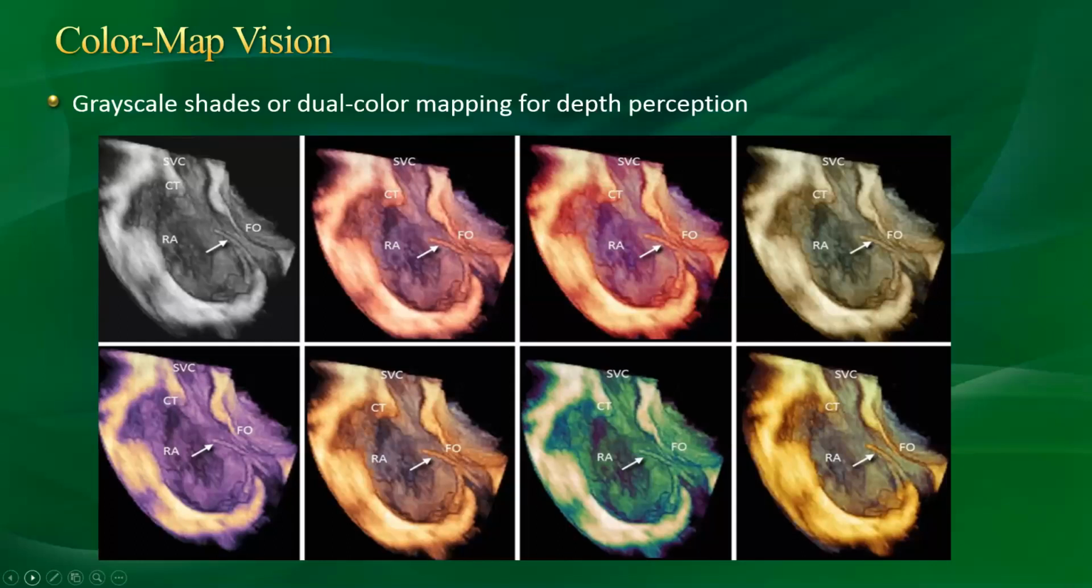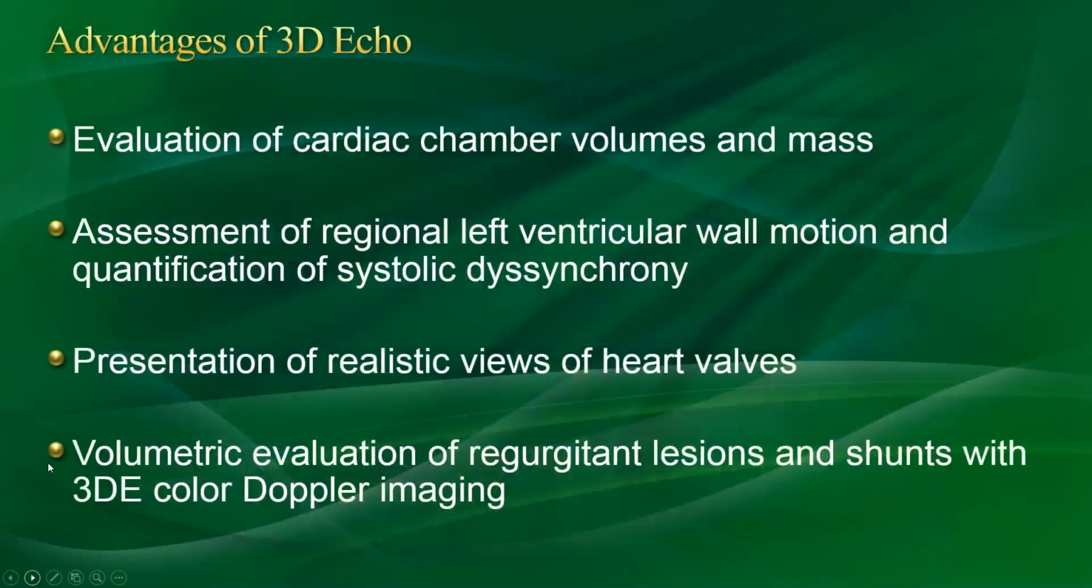It's the same thing with the 2D when you change your scale to the warm scale, the bright scale. Now, with the advantage of 3D echo, it helps us evaluate the cardiac chamber volume and mass with good reproducibility and accuracy compared to 2D echo. It helps us assess the regional wall motion abnormality and dyssynchrony. It gives us a realistic view of a heart valve.